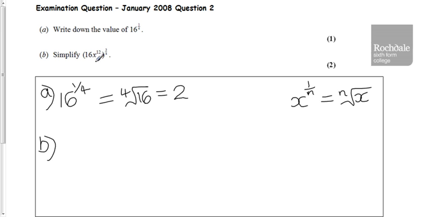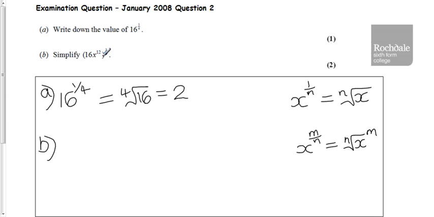In part B, a little bit more complicated, this time worth 2 marks. Inside the brackets we have 16x to the power of 12, and on the outside a power of 3/4. So everything inside the brackets is affected by the power. This brings us to another fact you need to know. In part A we had a power of 1 over 4. This time we have a power of 3 over 4. So when we have a power of m over n, that means we have the nth root of x, and then raised to the power of m.